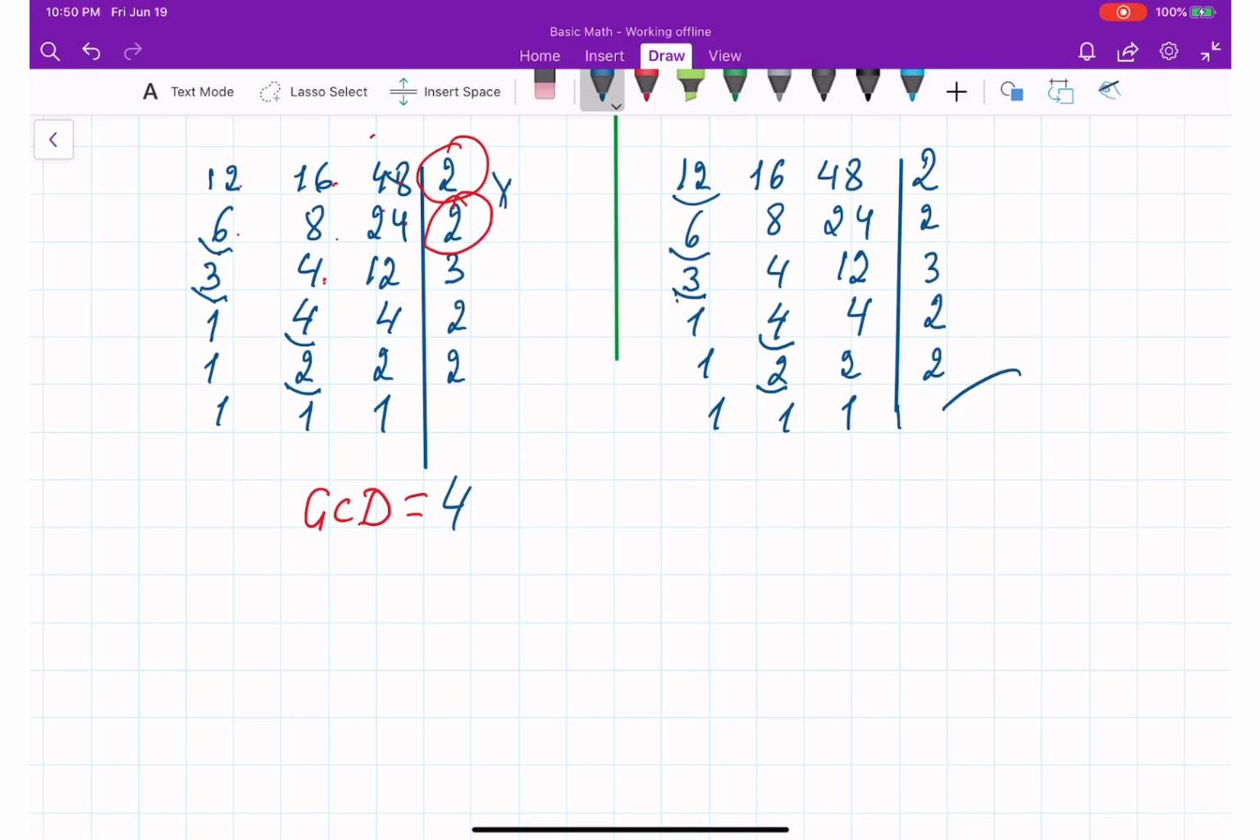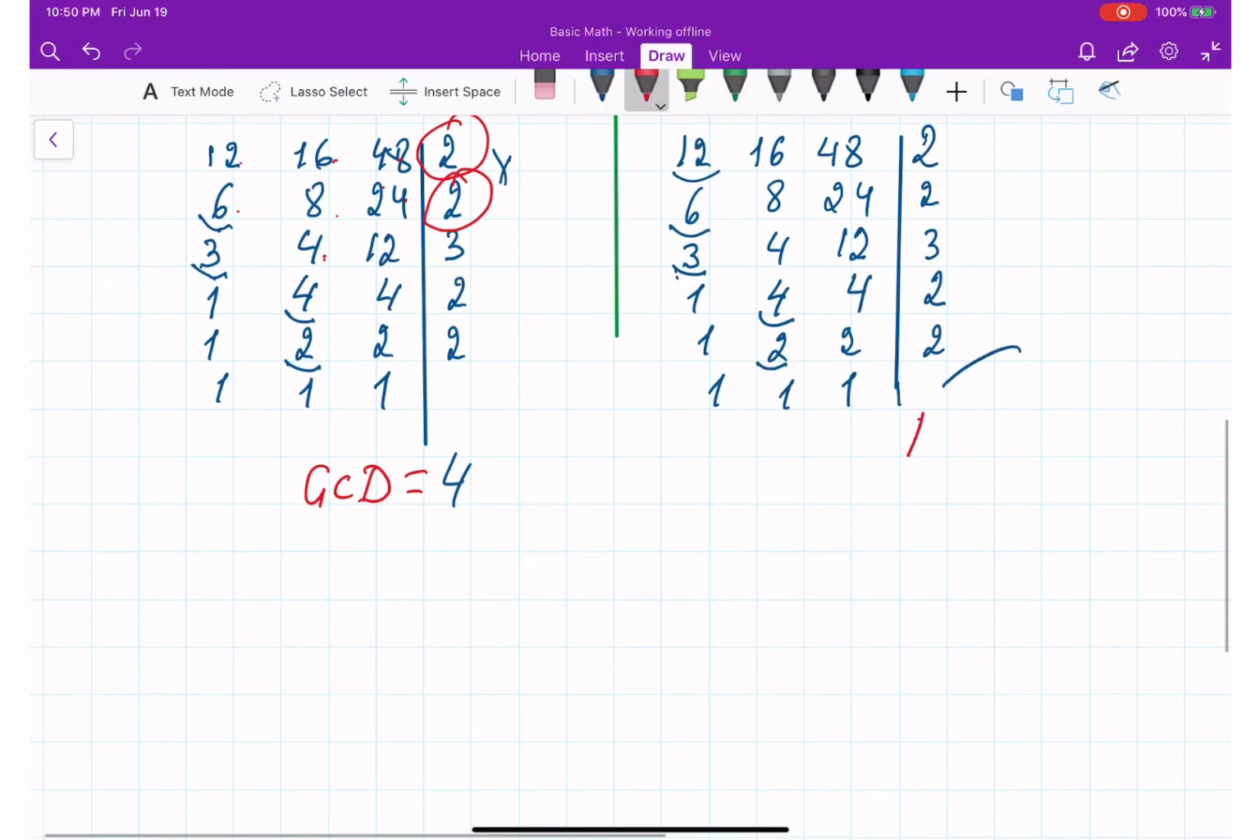So LCM is going to be equal to 2 times 2 times 3 times 2 times 2. What are we going to get here? 2 times 2 is 4. 4 times 3 is 12. 12 times 2 is 24. 24 times 2 is 48. Well, here is something interesting.